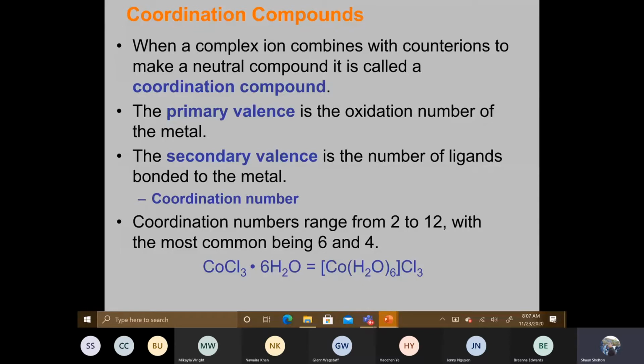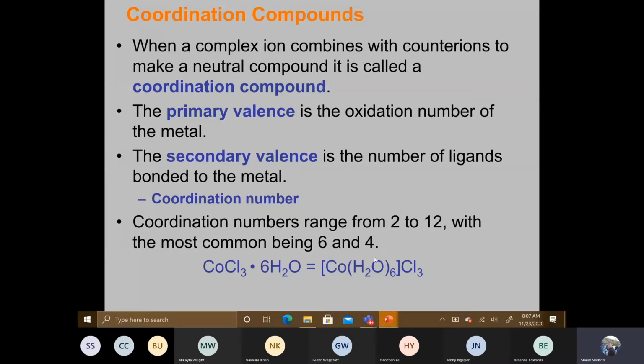So there's a lot of things that go into it, but if we look at this compound here, this is cobalt chloride with 6 waters attached to it. This is the actual complex, and so the complex that forms is the cobalt with the water surrounding. Now the chloride ion is on the outside. We call this the counterion. The counterion just balances out the charge of the complex itself.